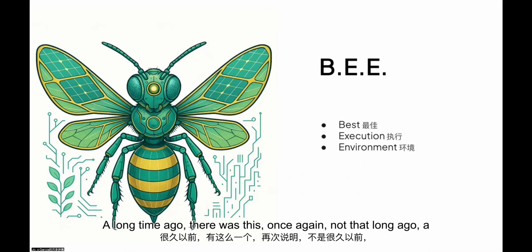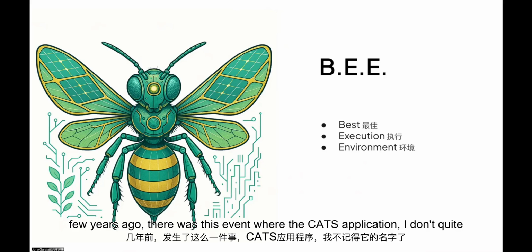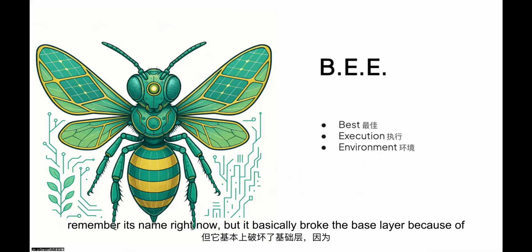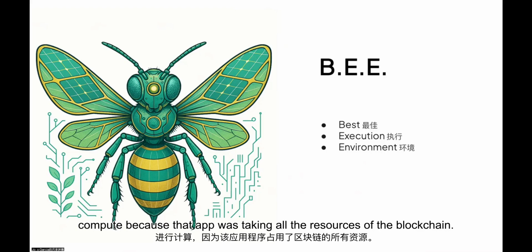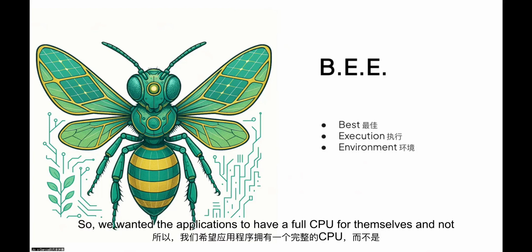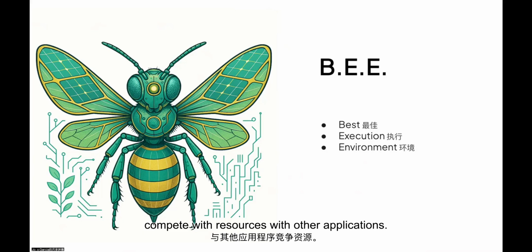A few years ago, there was this event where the CATS application, I don't quite remember its name right now, basically broke the base layer because of so many transactions being sent to it. And no other application was able to compute because that app was taking all the resources of the blockchain. So we wanted the applications to have a full CPU for themselves and not compete for resources with other applications.